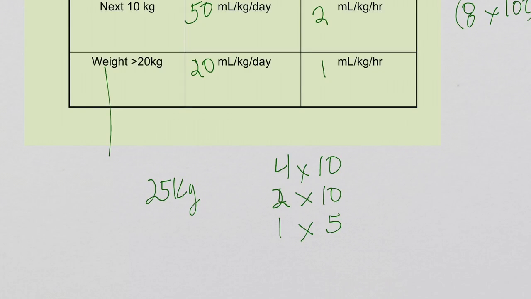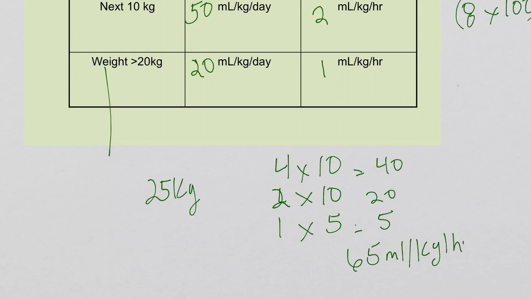So 10, 20, 25, that gives you your 25 kilos, and you have to add all those up. You've got 40, 20, and 5, so it gives you a rate of 65 mLs per hour. That's your rate for that child. Actually, it's just mLs per hour because your kilos cancel out. So that would be the rate that you could order on the computer or tell to your nurse.